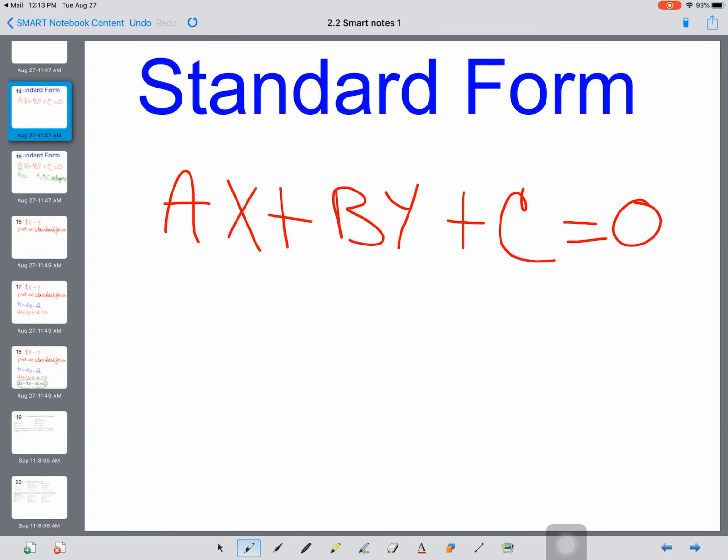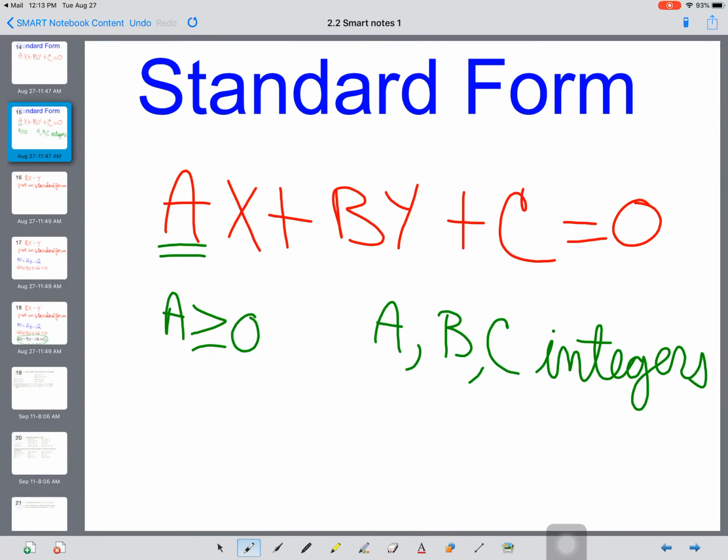Well, in this form, a couple of things. One of the things is the a value out here, it's always positive. So when they write it in standard form, they always have this first term as positive or non-negative. It could be 0. There may not be an x term. The a, b, and c are always integers. They never use any fractions or decimals to write it in standard form. So how does that work?